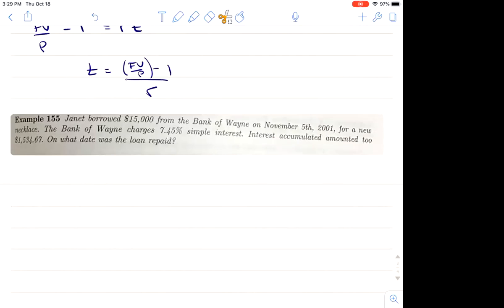So anyways, Janet borrowed $15,000 from the Bank of Wayne on November 5th, 2001 for a new necklace. She had to have it. The Bank of Wayne charges 7.45% simple interest. So interest accumulated amounted to $1,534.67. On what date was the loan repaid?